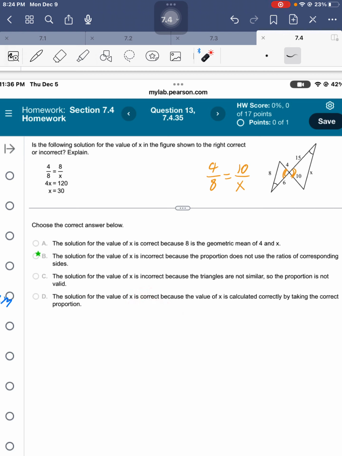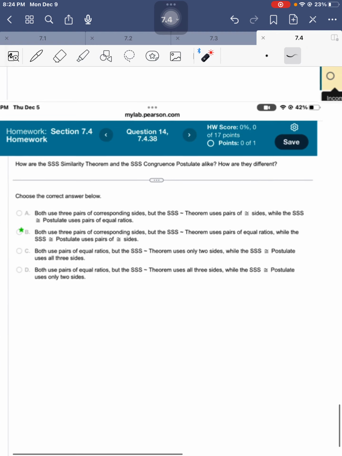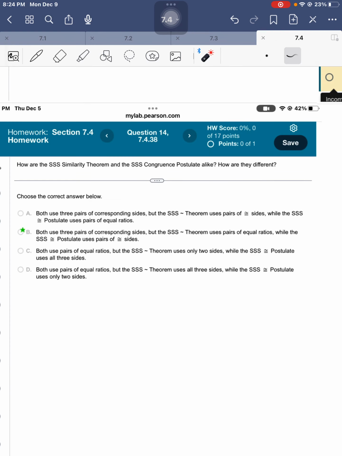The solution for the value of x is correct. No, so this is wrong because it says correct. This is not correct. They are similar, and geometric mean, we haven't even learned that yet. And if I were to do this, the value for x is correct because 8 is the geometric mean. No, the geometric mean is something else. That's not true. Okay, so don't worry about that for now. So my answer is B.